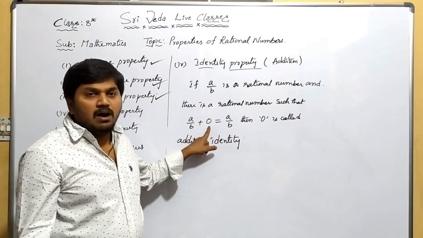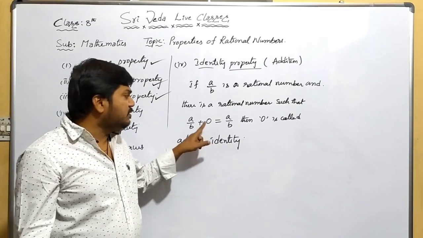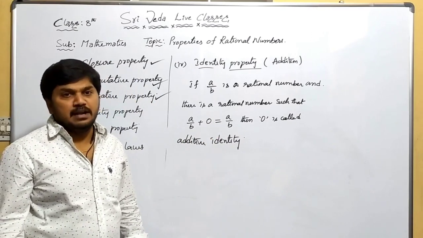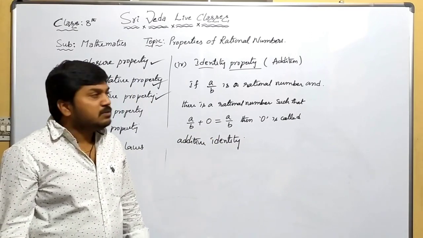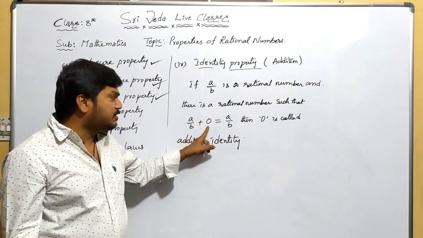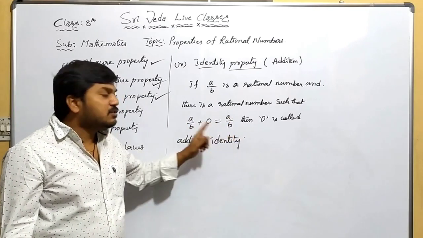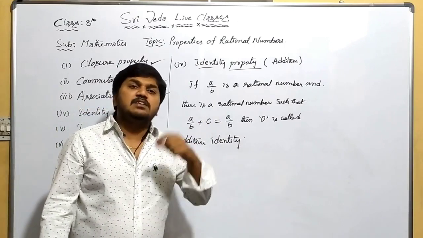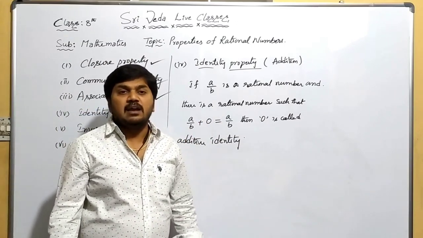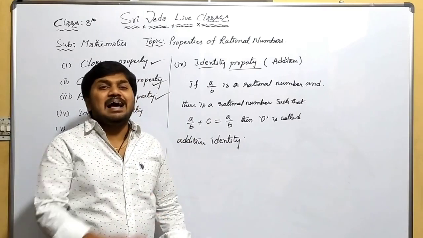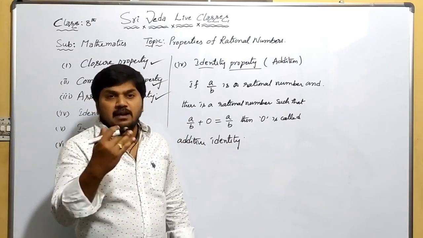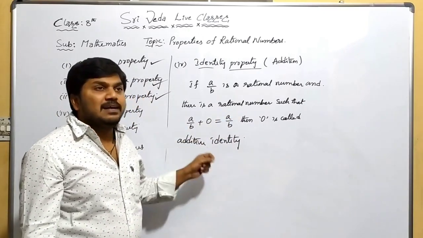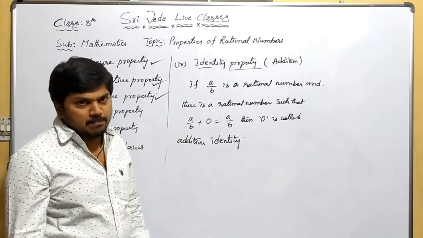Now what is such a number? 0 is that number. So 0 is called additive identity. Understood now? So if a by b plus 0 equals a by b, if we add 0 to any rational number, we'll get that same number, right? So getting the same number is called identity, like a mirror image. That's why it is called identity property.